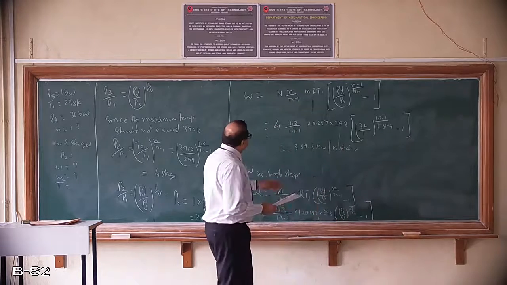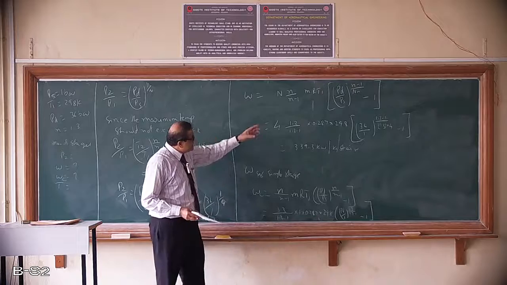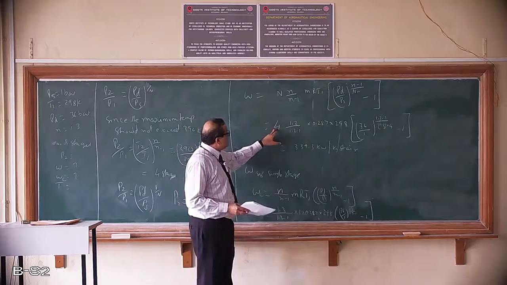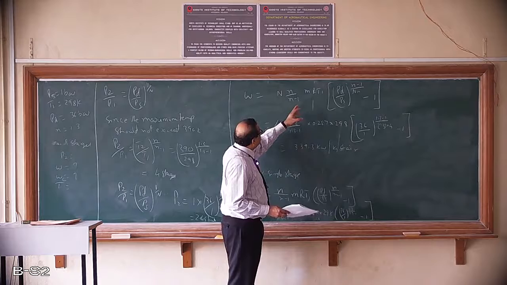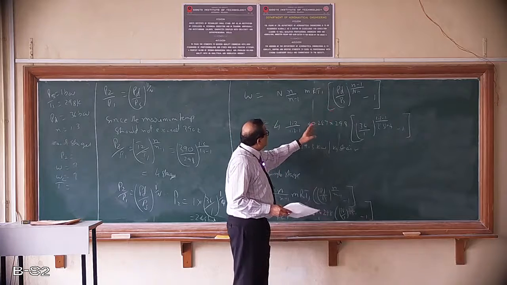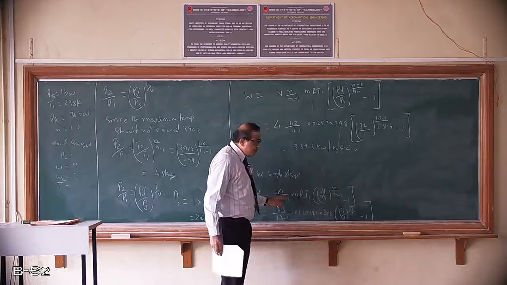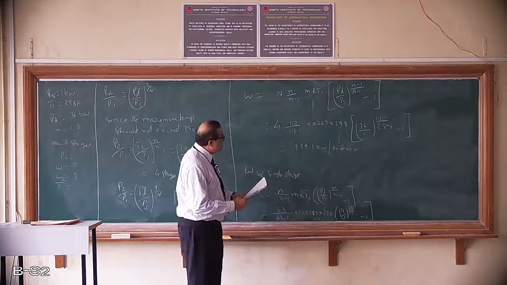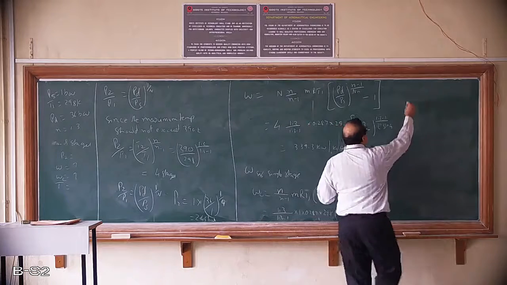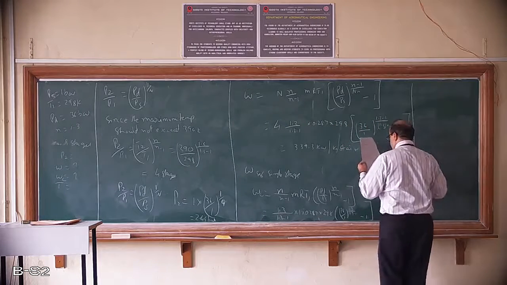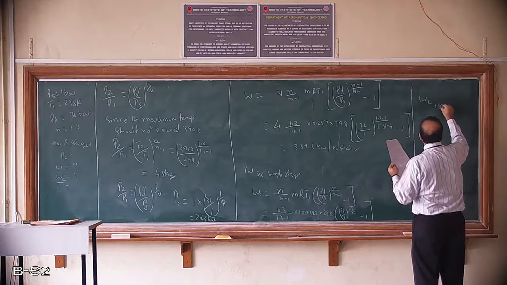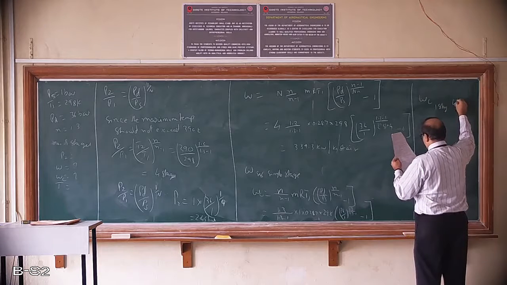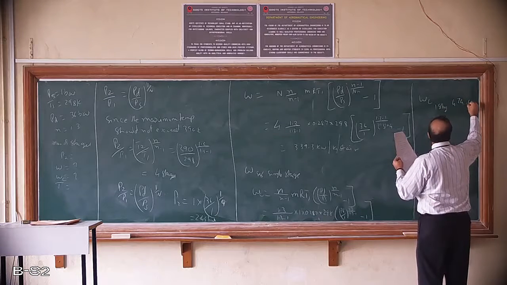So here what exactly happens for multi-stage compression? N is number of stages here, and other things remain the same, PD by PS. So here N is equal to 1, so we just do that and get work done for single stage compression. Work done WC for one stage is 474.4 kilowatts.